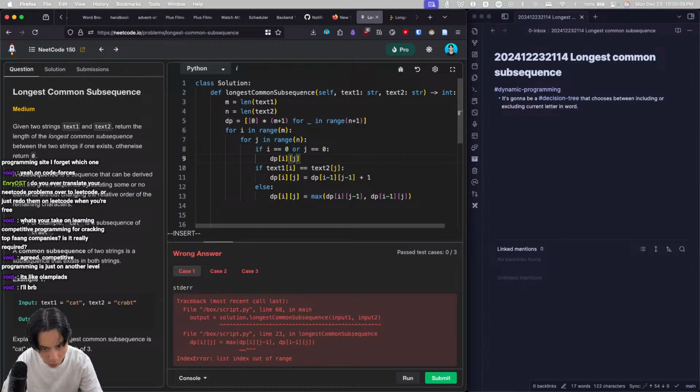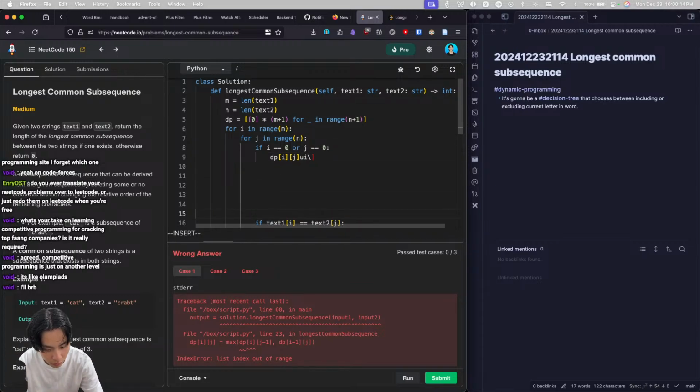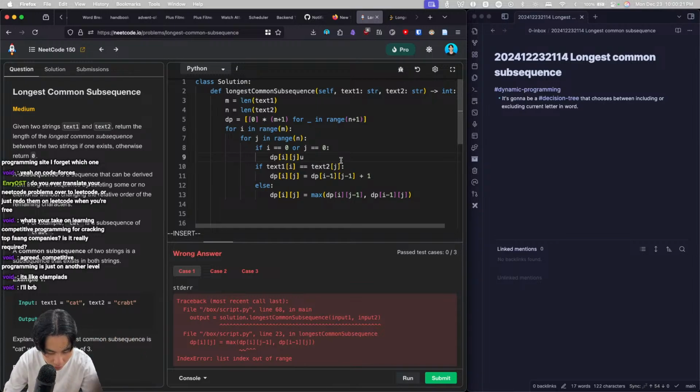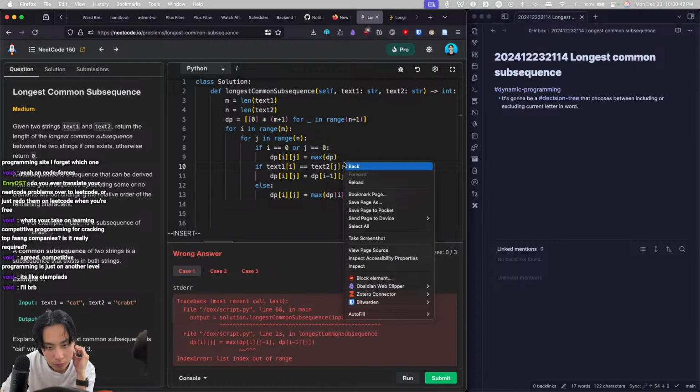j, oh, kitty, yeah, pressing lots of buttons for me. Max of dp[i], max of 2.